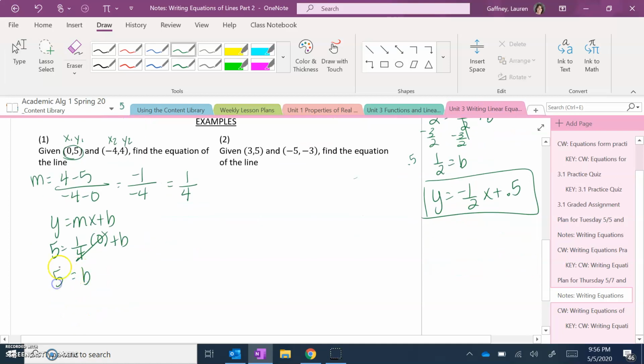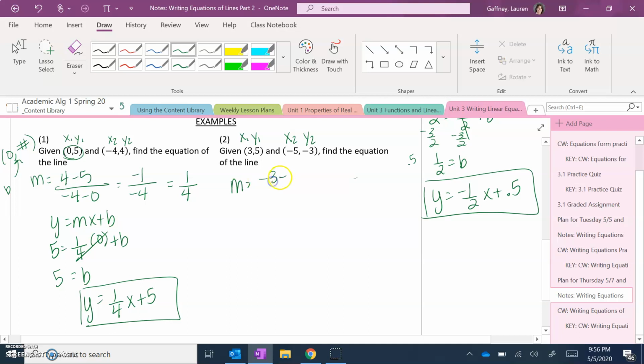Just throwing this out there, if you ever have an ordered pair where it's 0, comma, a number, that's telling you your b. That's your y-intercept. Okay? So y equals 1/4 x plus 5. Only fill in the m and the b. Okay, let's try another one. Start by finding your m.